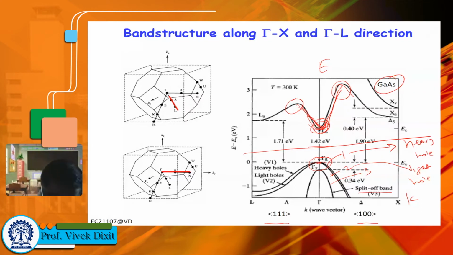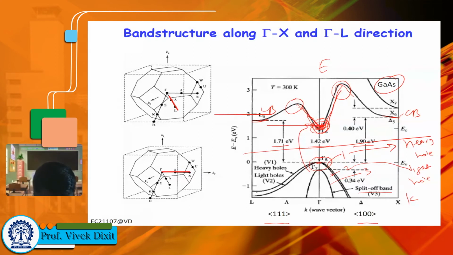Now you notice one more thing here. There is another valley here, right? So this is also conduction band. Another valley here, this is also conduction band. But the gap here is 1.71, here 1.9, right? So their energy is more. So if an electron gets some energy, it will preferably go to the valley here at gamma, right?